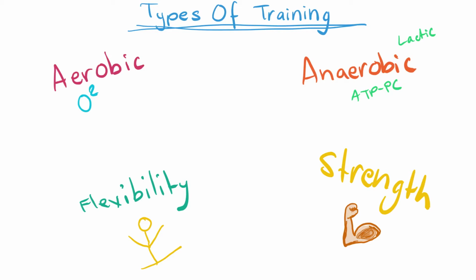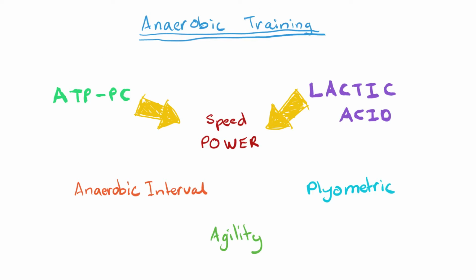So we know that there are 4 different types of training. We have aerobic training, which we learned about in the video before, anaerobic training, which is what we're going to have a look at today, and then there's also flexibility training and strength training. Now anaerobic training predominantly uses the ATP-PC system and the lactic acid system to allow the body to exert speed and power. Anaerobic interval training, plyometric training and agility training are all different types of anaerobic training which help the body enhance its speed and power.